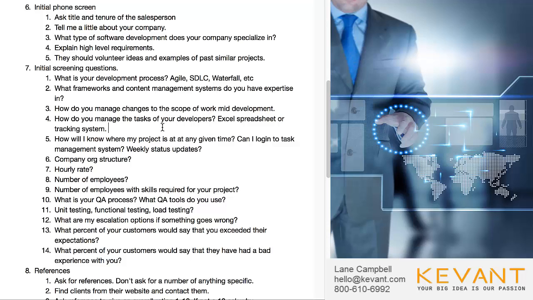Next question would be, how do you manage the tasks of your developers? The wrong answer here, in my opinion, would be that we use an Excel spreadsheet. What you really want them to say is, oh yeah, we use a tracking system. They should be able to give you the name of the tracking system and some of the benefits it provides. Next question is, how will we know where our project is at any given time? Can we log into a task management system and get an update, or do you provide weekly status updates? What you're really looking for here is to make sure that they have some process in place where they communicate where your project is at any given time. And it really should be weekly, bi-weekly, worst case.